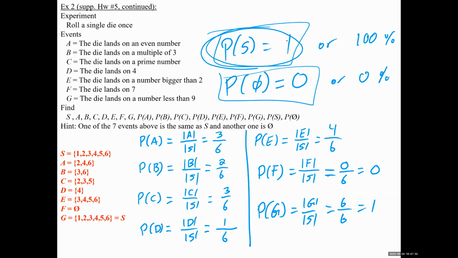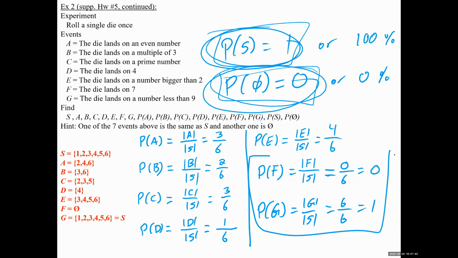Anytime you find the probability of S, you just write 1, or you can write 100% if you want. And anytime you're trying to find the probability of the empty set, you can just write 0 or 0% without showing any work. But those are the only two. So these two, I don't need to see the work on. The rest of them, you must show the formula and then the answer. And we're done with example 2. Any questions on example 2?